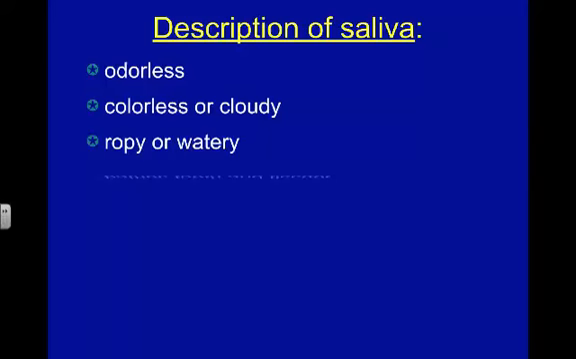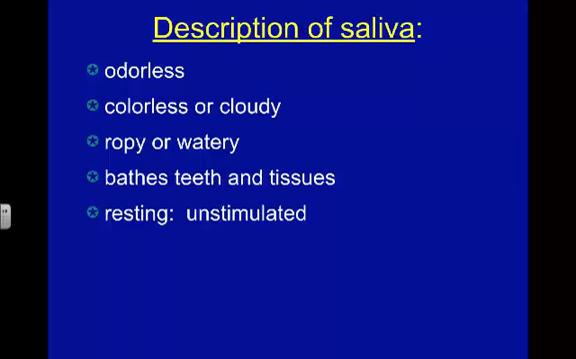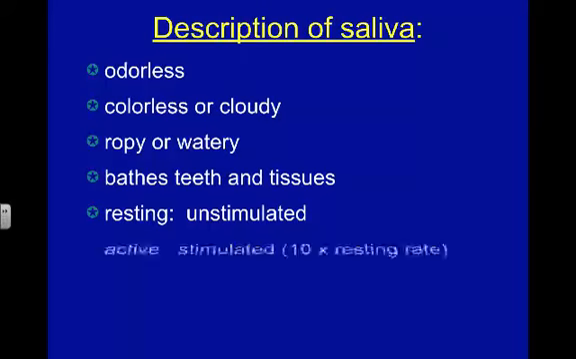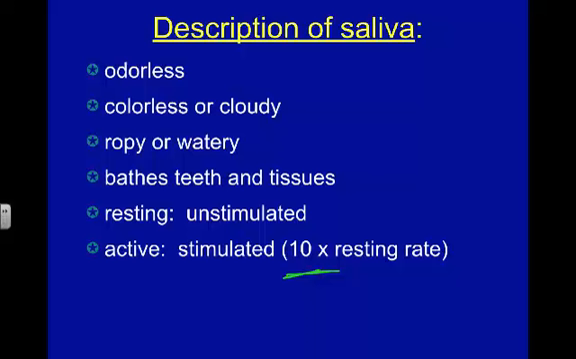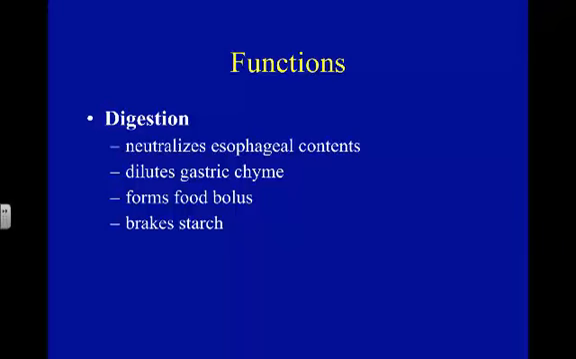It could be cloudy. It could be watery. Or you've heard of ropy saliva? It comes out in strands. Again, very important in terms of this. There are two types of saliva: resting and active saliva. The amount of saliva that you produce in an active state is 10 or 15 times greater than normal. Okay? That's kind of important too.